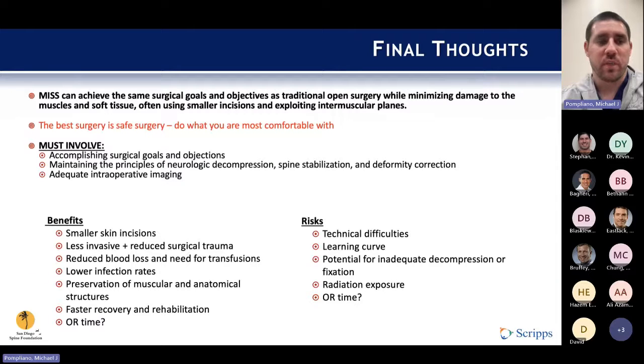So in conclusion, I think MIS can be a very helpful collection of techniques and approaches in surgical instrumentation. You have to make sure that you're achieving the same surgical goals. It's got the option to minimize damage to the soft tissue and all the benefits that we talked about before. But if you're not accomplishing your surgical goals, then you should probably try another technique. You still have to maintain and respect the lumbar spine surgery in and of itself. So neurologic decompression, adequate stabilization, and deformity correction. And it's important to get adequate intraoperative imaging for both safety and success reasons. Ultimately, the best surgery is safe surgery, so do what you're most comfortable with.